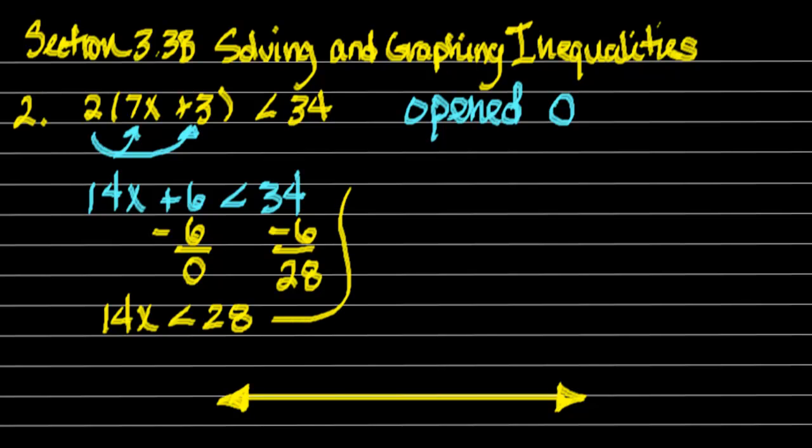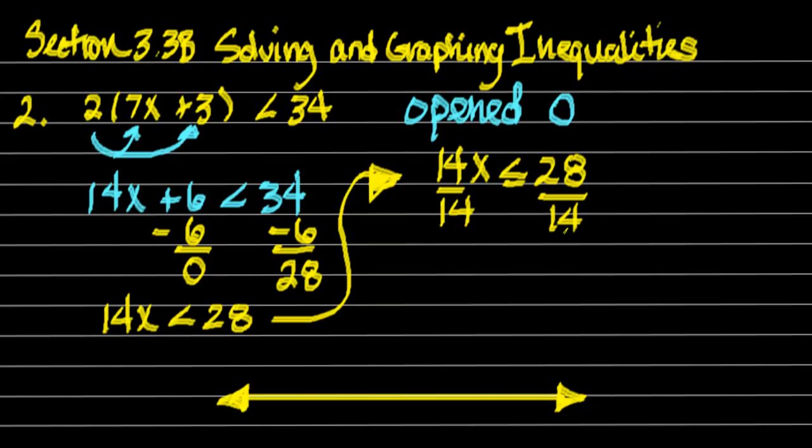So let's come up over here and we'll finish this. 14x is less than 28. We know that we want to have a 1 in front of the x, so we divide by 14. That's a form of 1.